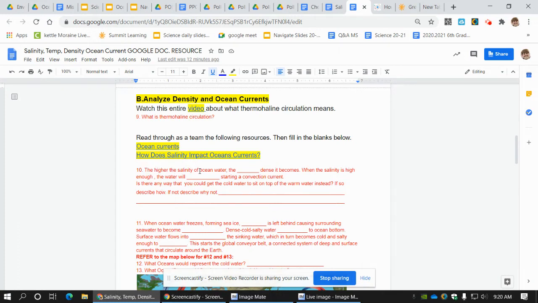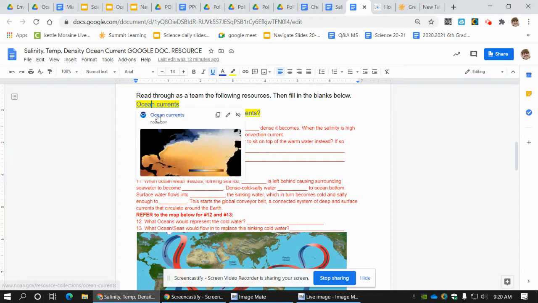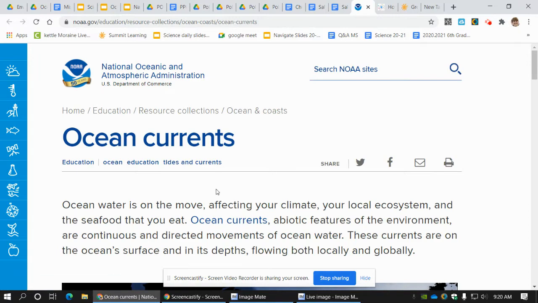It talks about higher salinity, talks about density, talks about convection current, talks about cold water. It's talking about the water freezing and looking at surface water. And then it even talks about a global conveyor belt. So as I'm reading, I'm going to be looking for those terms. So I open this up. This is in the Google Doc resource. And I open this up and I'm going to start looking for some of those words.